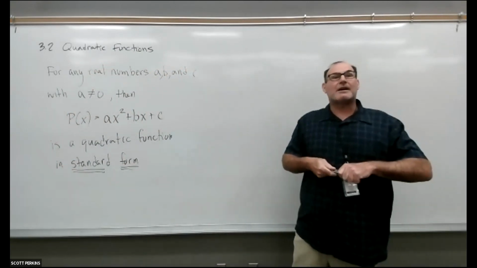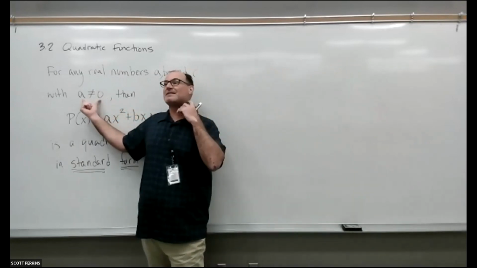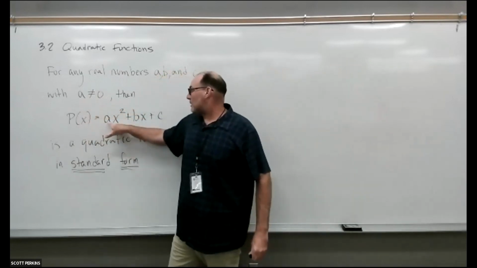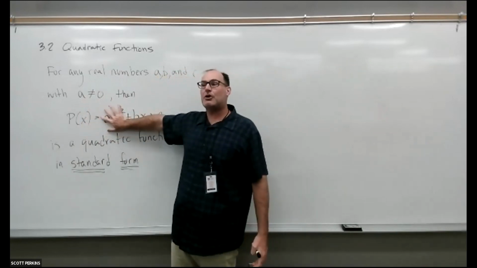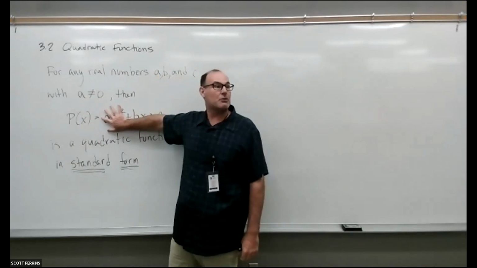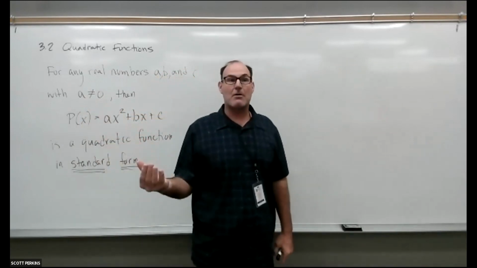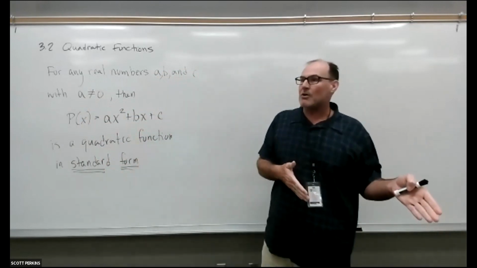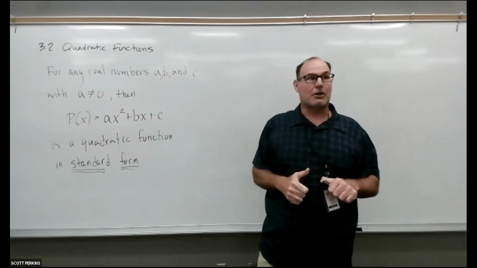While you're writing that down, I just want to mention the reason that we have this detail that A is not equal to 0. Well, A is the number in front of the x squared. And if A was 0, then we wouldn't have this term and we'd no longer have a quadratic function. We would have a linear function. So that's why there's that caveat there, that the leading coefficient, meaning the value of A, is not 0.